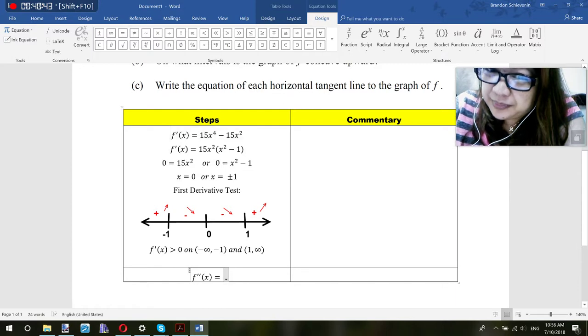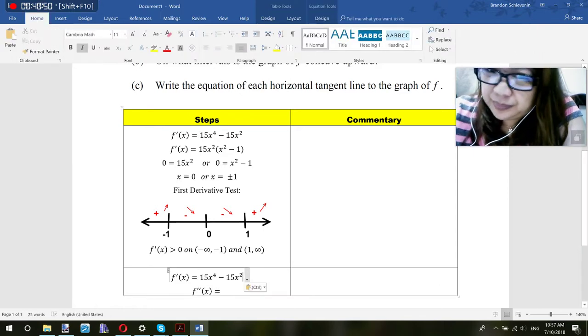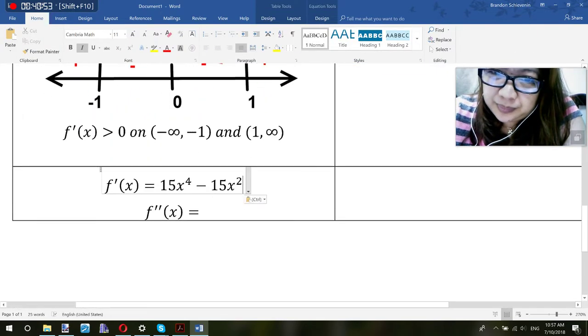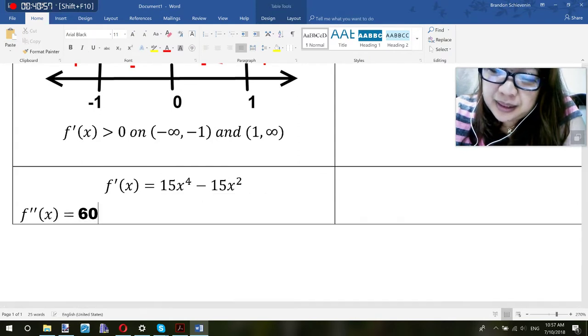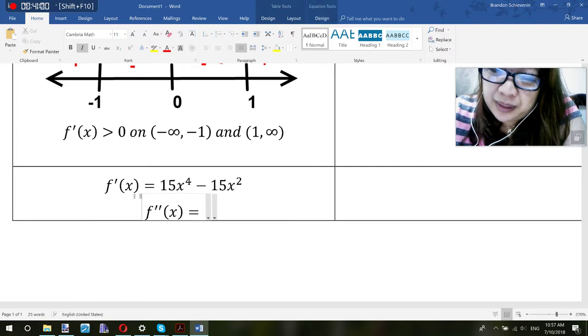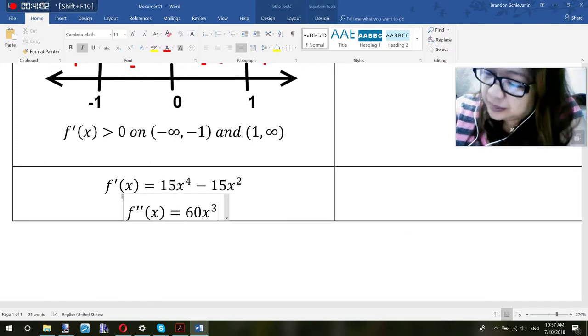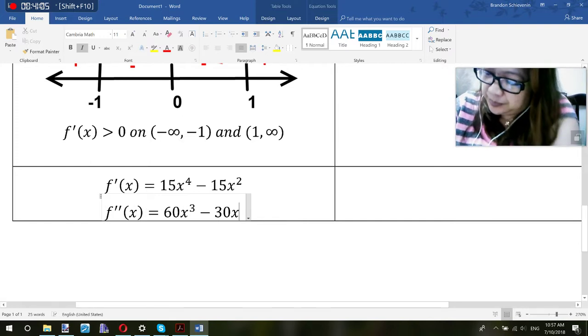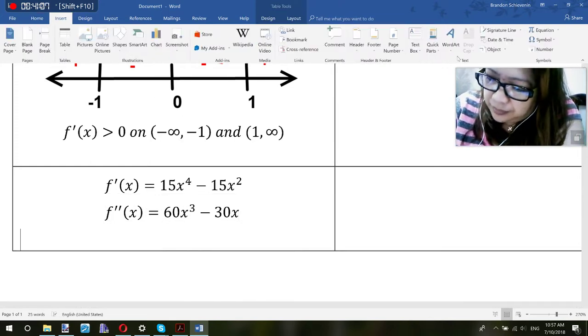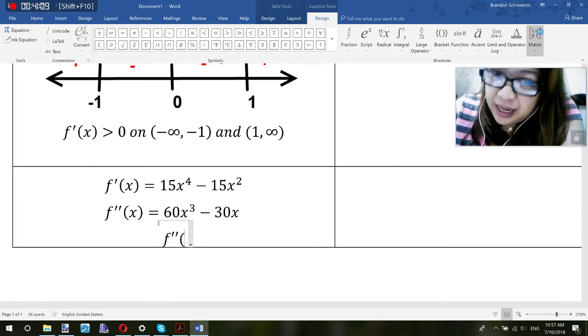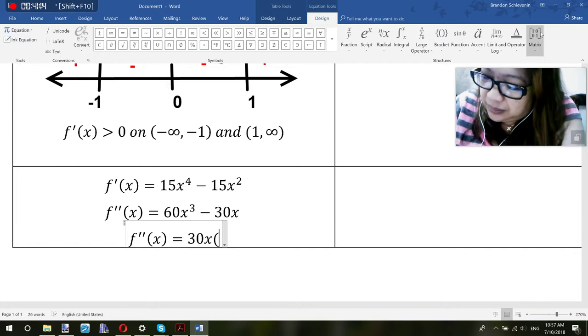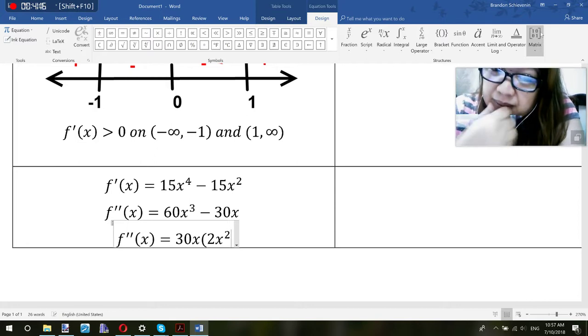Okay, so we need to derive this again. So I'm going to go to our first derivative that we had up here, and we'll derive that. I'm going to copy the first derivative down here so we've got it all together. And we'll derive that one more time. So what happens if I derive this first derivative? Perfect. Is there anything that I could factor? Oh yeah, I need to factor 30. Okay, so that gives me 30x times 2x squared minus 1.